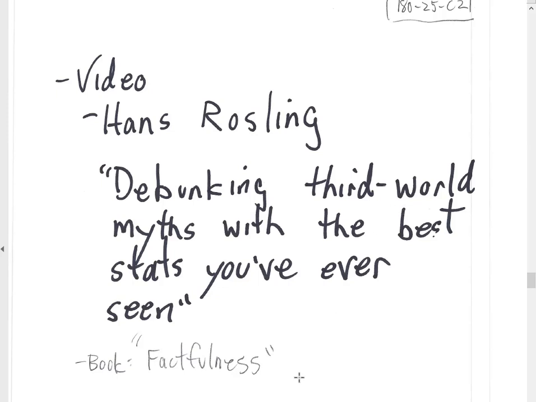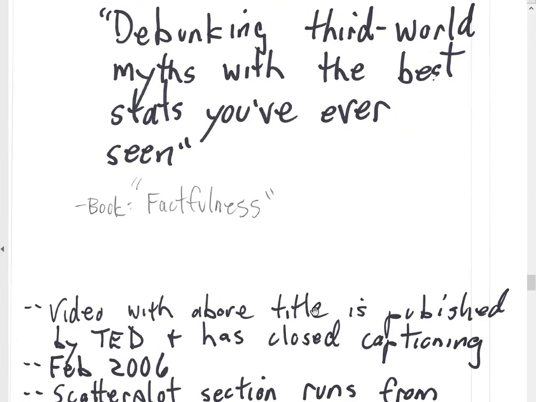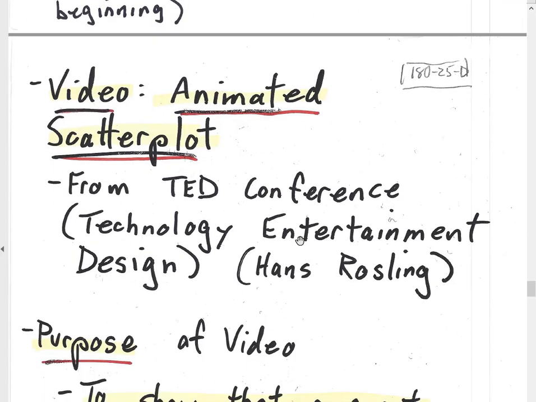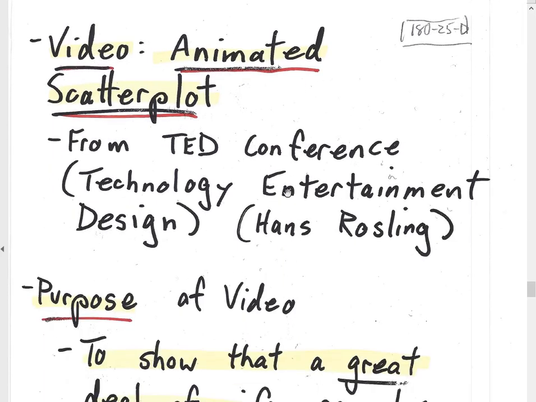One of the purposes of that book is to help people better understand the nature of the world. The way the world actually is today is somewhat different from the stereotypes that many of us have concerning it. And here's just some notes reminding me about that TED Talk video.